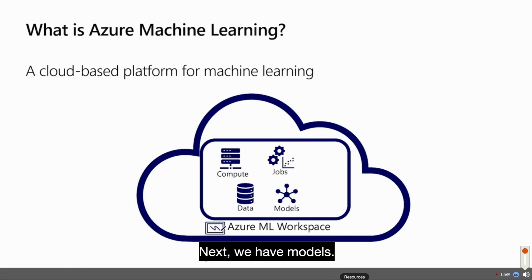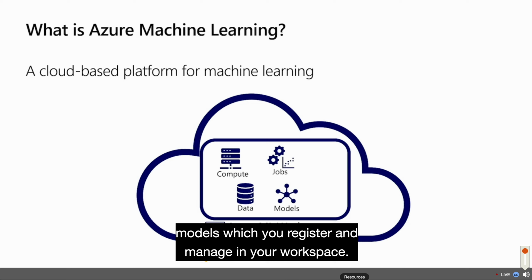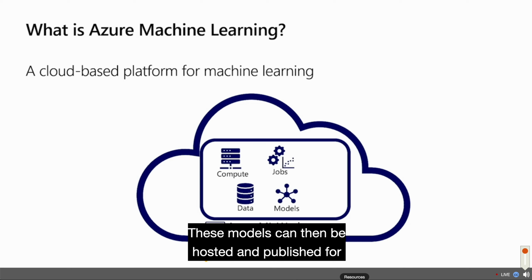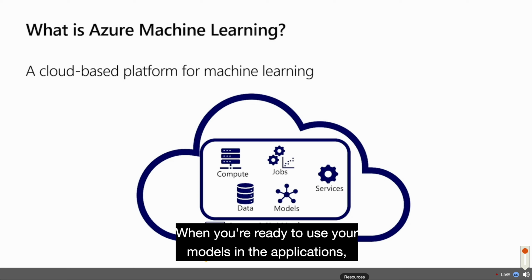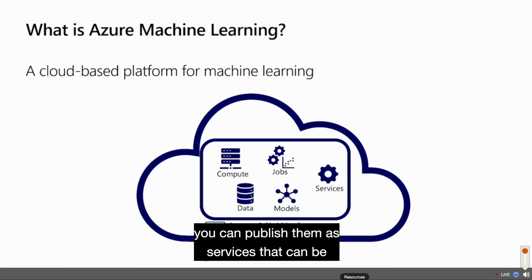And next we have models. Experiments are used to train models, which you will register and manage in your workspace. These models can then be hosted and published for your consumption directly from Azure. And when you're ready to use your models in your applications, you can publish them as services that can be accessed over the public internet.